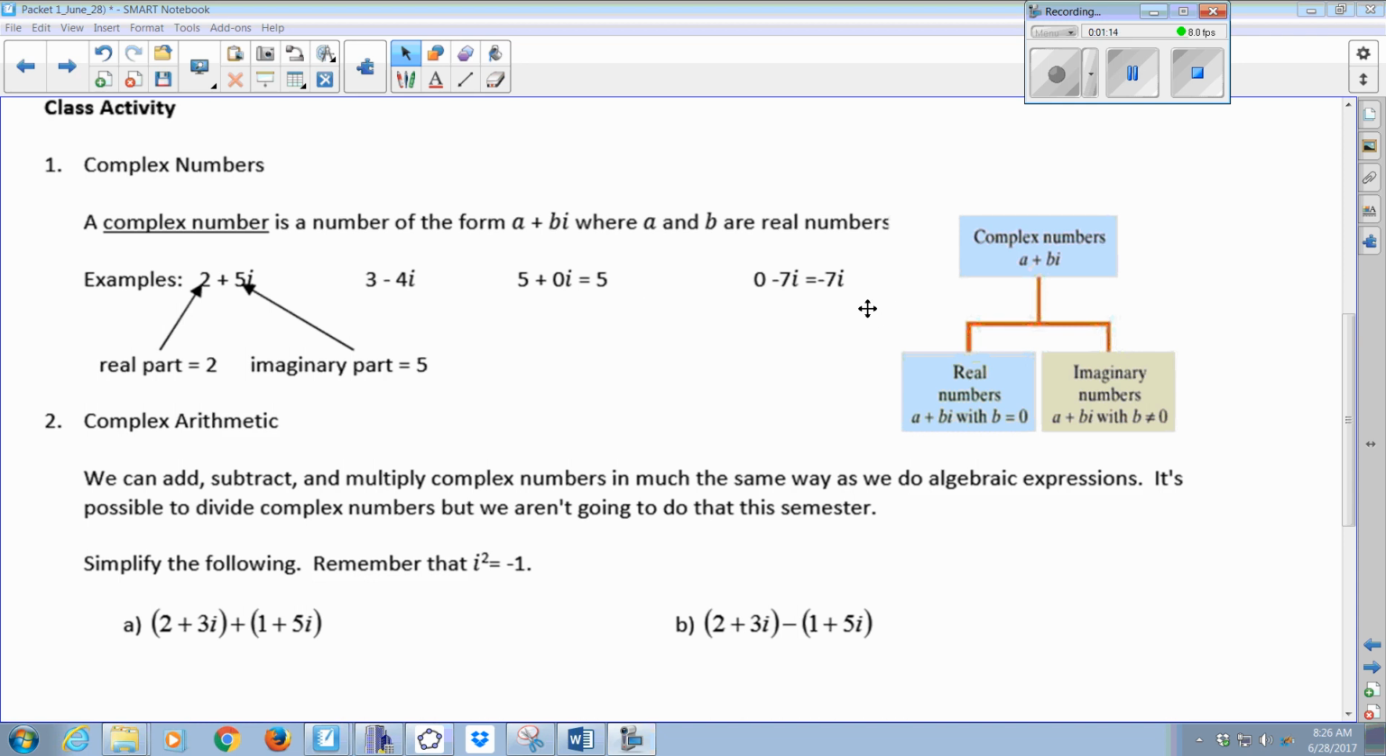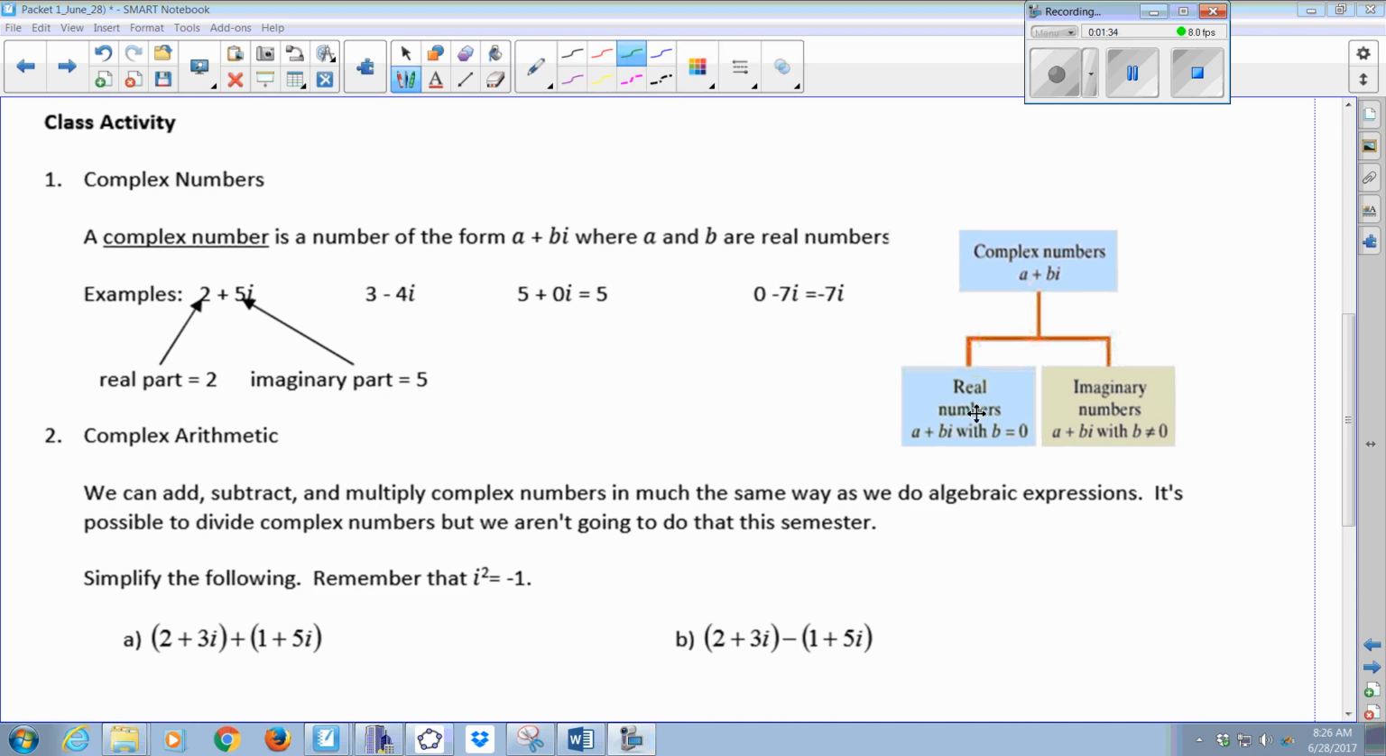So, what's the story here? The story is that all real numbers are complex numbers. Before we knew about the complex number system, we just called real numbers real numbers. However, if we take any real number, for example, 13, we could also write 13 as 13 plus 0i. So real numbers are a subset of the complex numbers, and imaginary numbers are numbers where b doesn't equal 0.